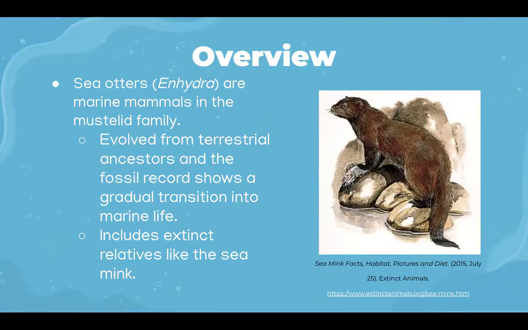So a quick overview. Sea otters, genus name Enhydra, are marine mammals in the mustelid family. They evolved from terrestrial ancestors, and the fossil record shows a gradual transition into marine life. This includes their extinct relative, the sea mink, which we can see in the image on the right.